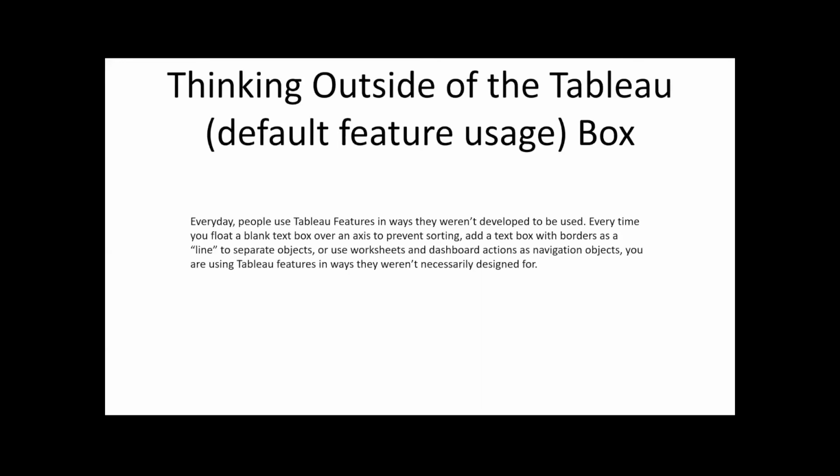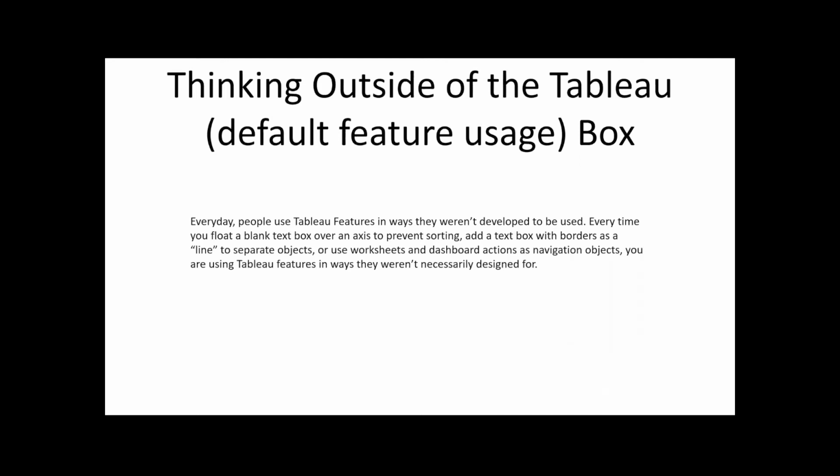So starting out, thinking outside of the Tableau default feature usage box. It's not very catchy, but it's something that we do every day. Yes, sinkies and chord diagrams, things like that, are one example of how we can use Tableau in different ways. But there are also a lot of other simpler ways that we do this. I'm not sure if Kelly Martin was the first person to do it, but she definitely was the first person to popularize it. As you know, Tableau sometimes has this feature on an axis where you can one-click sort.